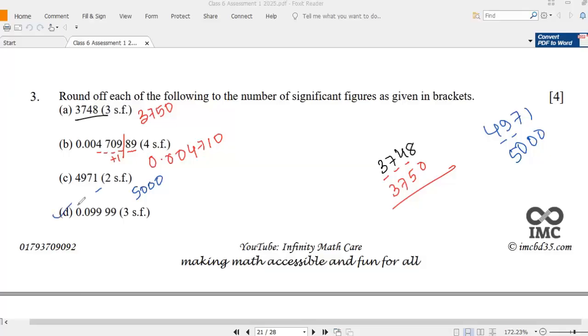Now, next one. Question number D. Question number D says 0.09999. We need to convert into three significant figures. So, how can we convert into three significant figures? Look, this one is a four significant figures number. 1, 2, 3, 4. So this is a four significant figures number and we need to convert into three significant. So we will stop at 1, 2, 3 first. So 0.0999.